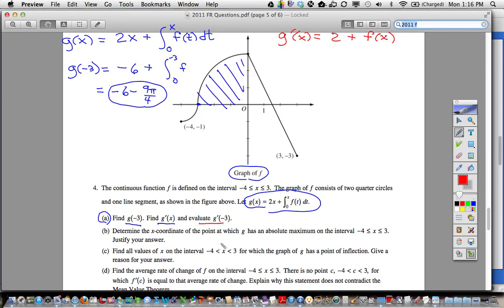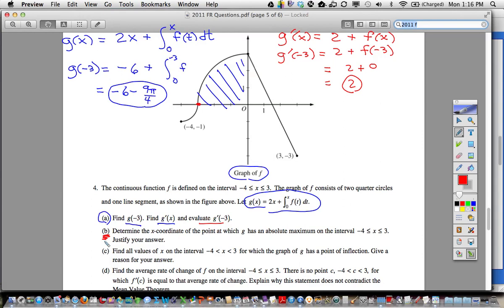All right. Now they want g prime of negative 3. Well, now that you have g prime of x, that's easy. G prime of negative 3 is simply put in a negative 3 in there for x. So this would be 2 plus f of negative 3, which would be 2 plus that point right there, which is 0. So it's simply 2. G prime of negative 3 is 2. All right, so that's just some stuff with notation. All right, now let's talk about B.